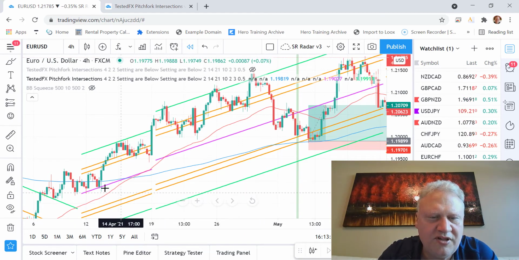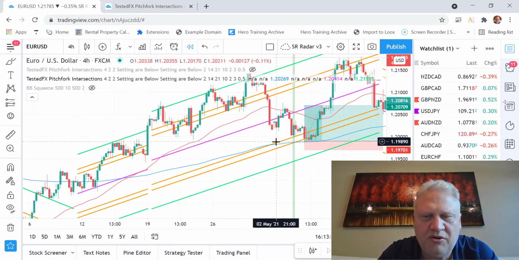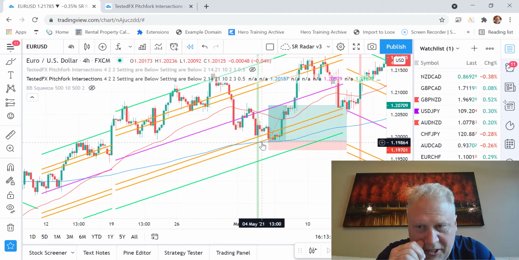This little pitchfork, price never comes down and touches here, so there's no trade. But when price comes down and touches our fib zone, you're looking to go long, and then you're looking for a sexy line because we know that price is likely going to want to sneak through.